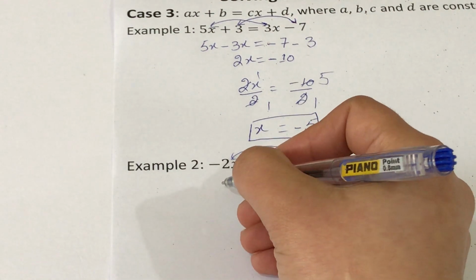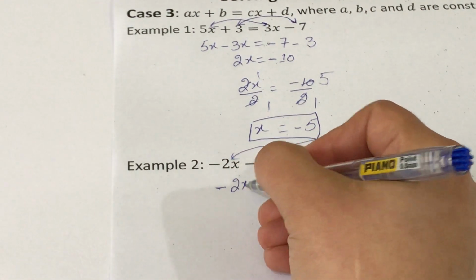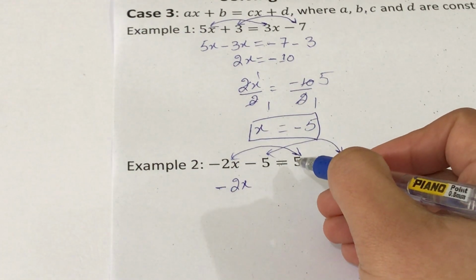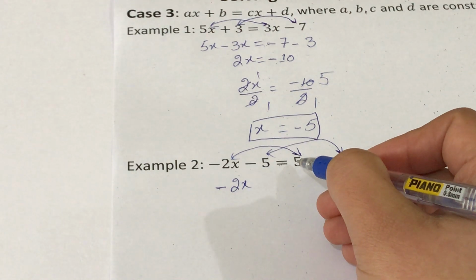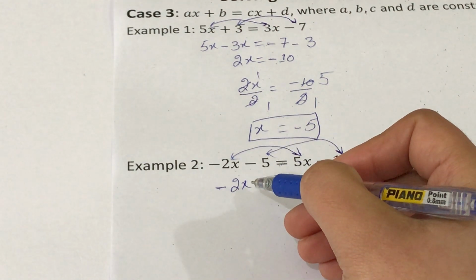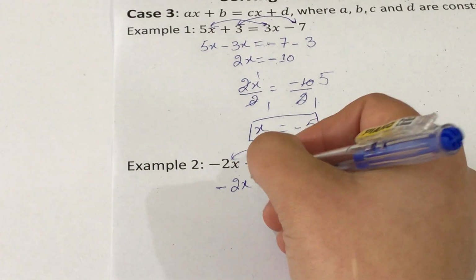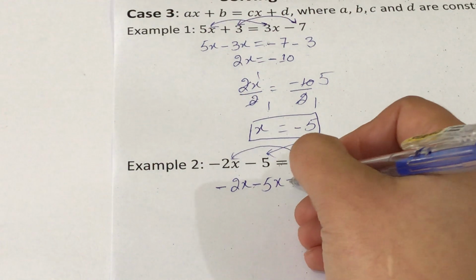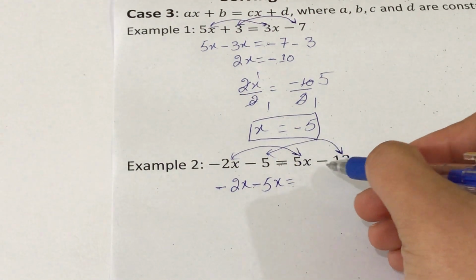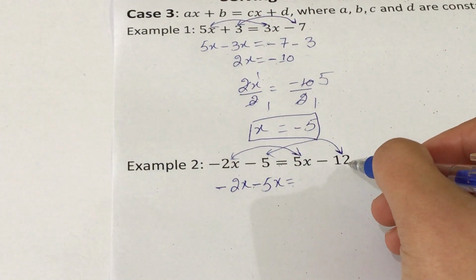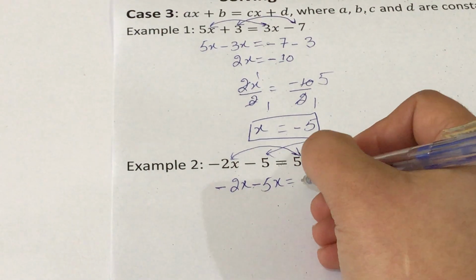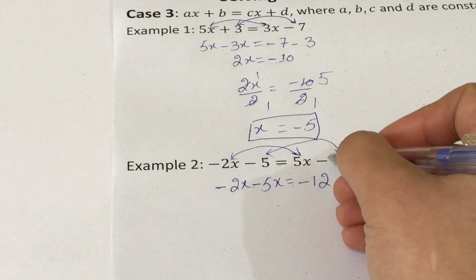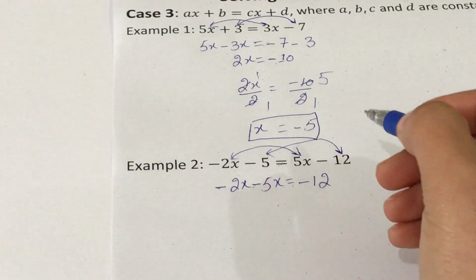So negative 2x as it is. Now I will shift 5x to the left hand side. As we have no sign with 5x, that means it's positive, and when I will shift it to my left hand side, it would be negative. So negative 2x minus 5x is equal to, now I will write my constant term on my right hand side first, negative 12, write it with its sign. This sign is for negative 12, not for 5x, right?